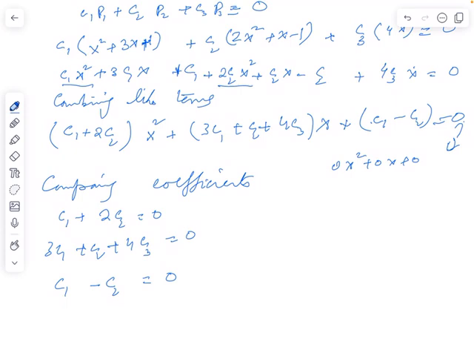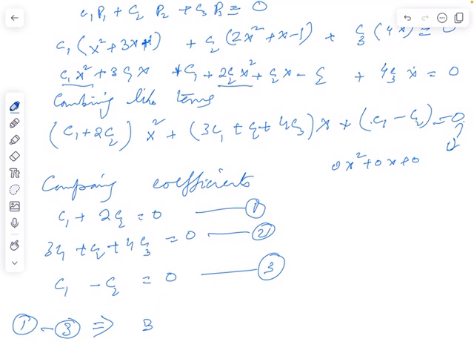Again, in this case, it would be easier to do it with the equations. So this is equation 1, equation 2, equation 3. You can see from 1 and 3, we can subtract 3 from 1. Equation 1 minus equation 3 gives us C1 minus C1 cancels out, so we get 3C2 is equal to 0, which gives us C2 is equal to 0. Then C1 is equal to C2, so that is 0.